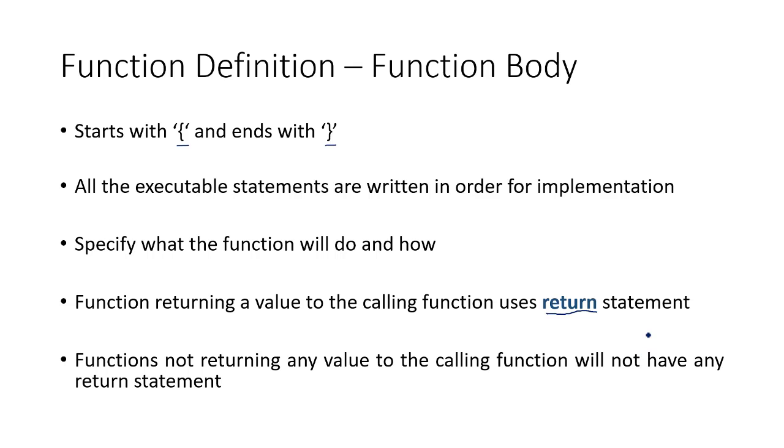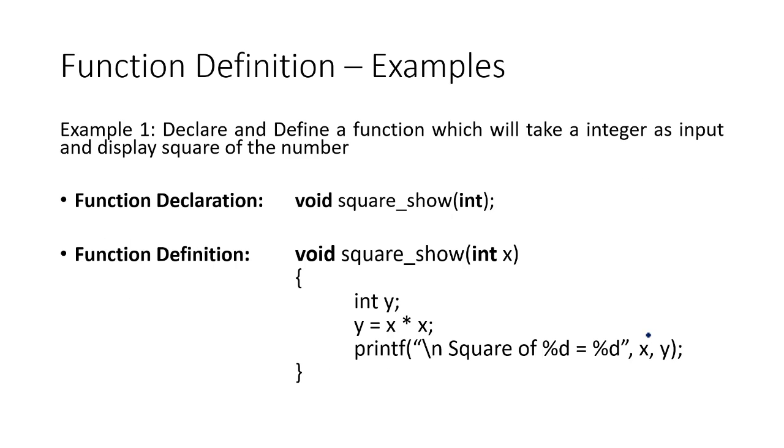return statement. So let us take two examples where we are going to discuss the return statement and the function not returning any value. The first example: the statement goes like, declare and define a function which will take an integer as input and display the square of the number. Once again, read the problem statement very carefully. You have to declare as well as define a function which will take an integer value. So the input argument's data type will be integer, and there will be only one integer. And display the square of the number.